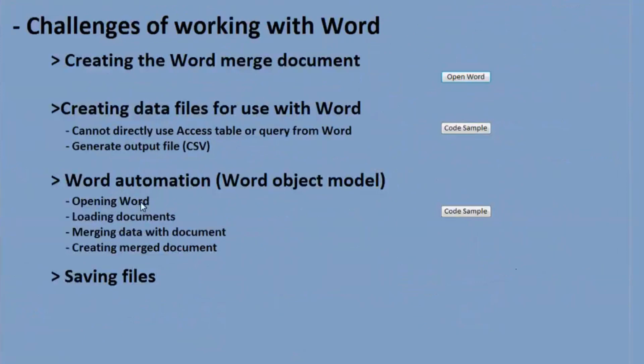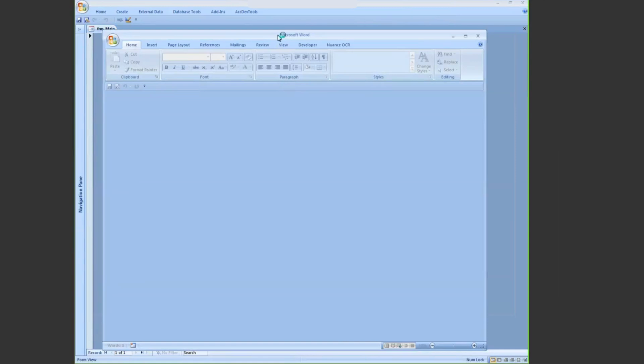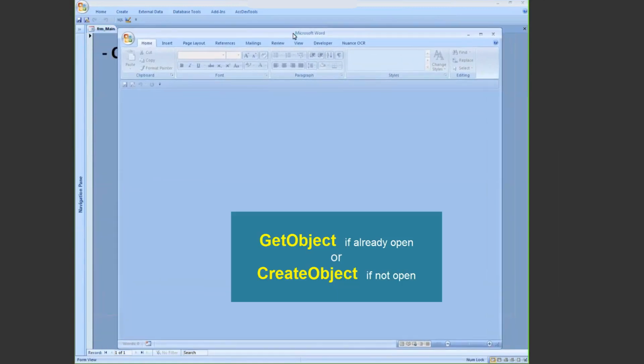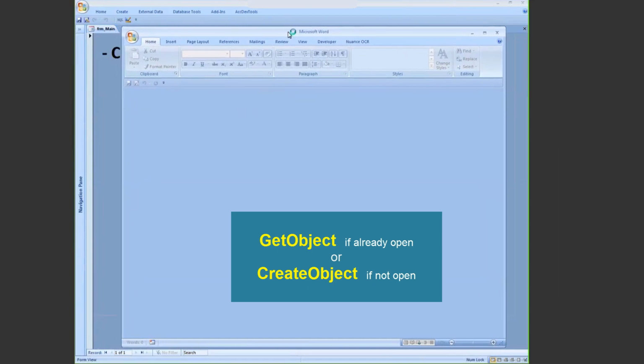Next issue is working with Word. The automation is the object model, and I don't know it very well. I had to do a lot of internet searches to find documents and ask some questions on some of the documents. So what I want to do here is open up Word real quick using automation. And that's just a simple GetObject or CreateObject kind of thing. It looks to see whether Word is open or not first, and if not, it opens it in here.